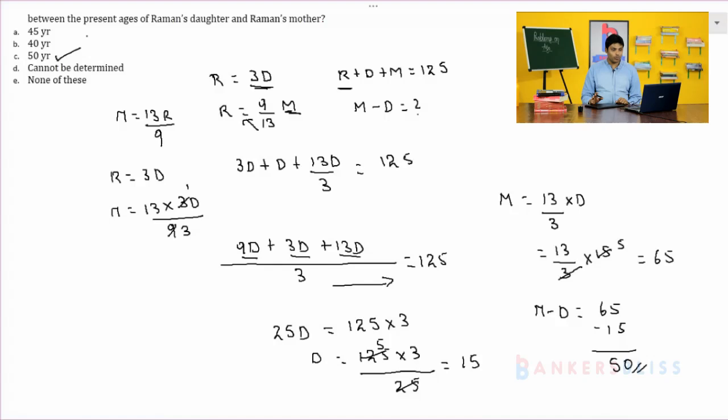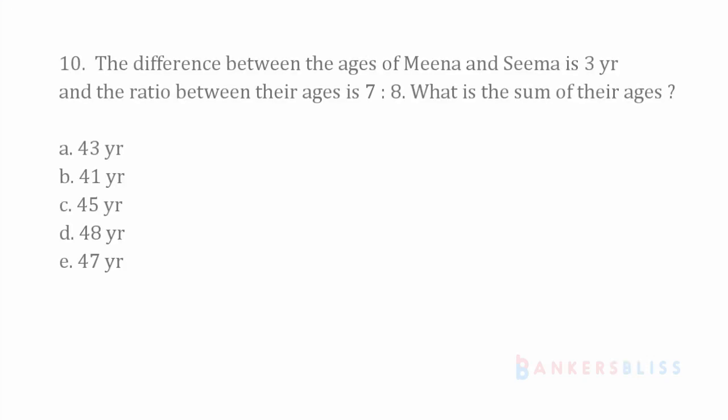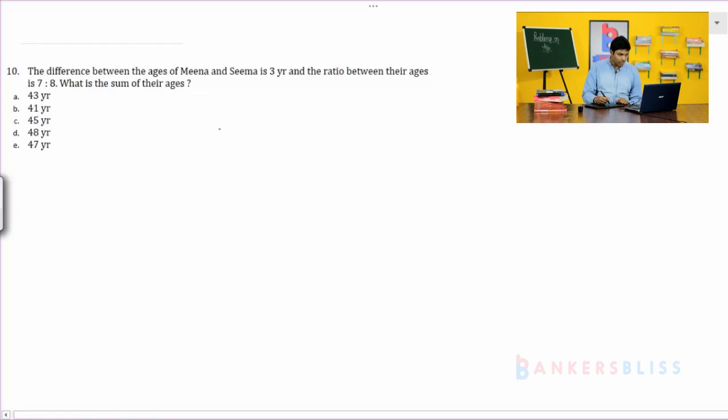Let's go to the next problem, problem number 10. The difference between the ages of Meena and Seema is 3 years and the ratio between their ages is 7:8. What is the sum of the ages? Okay, so you have two methodologies. One with the help of ratio and another one with the help of options, and definitely you can use the general method also, but let me discuss the ratio method first and the option method. So they have given the difference between their ages.